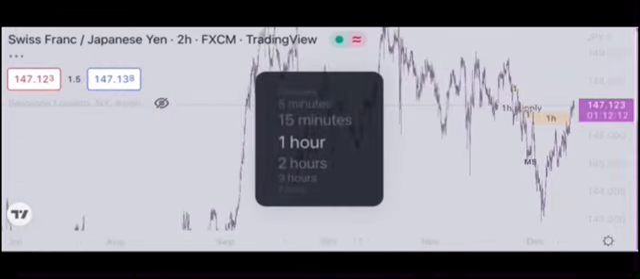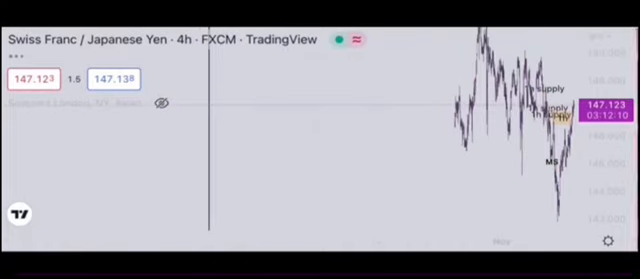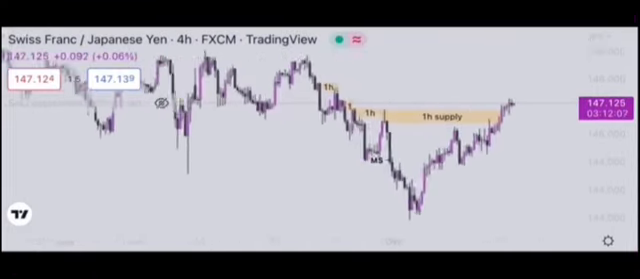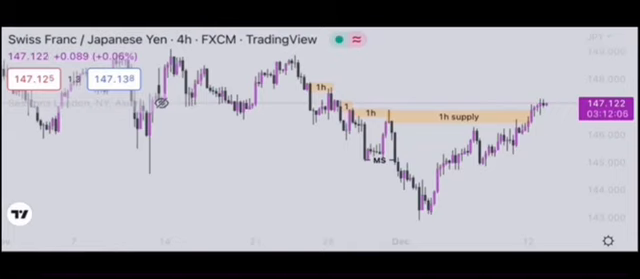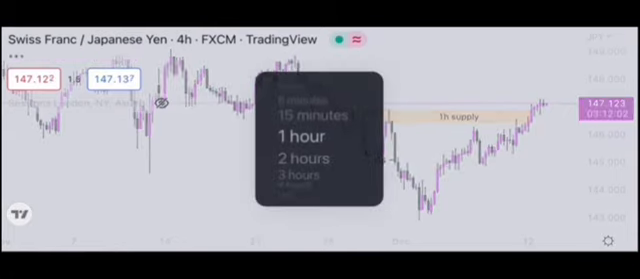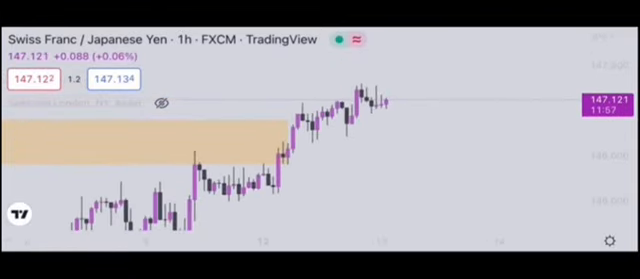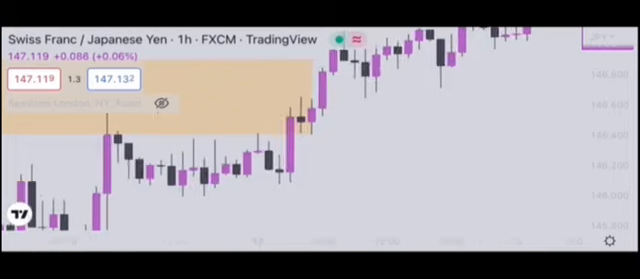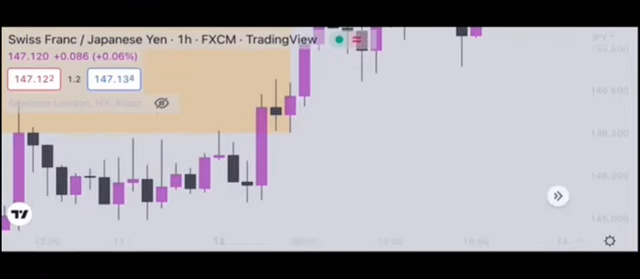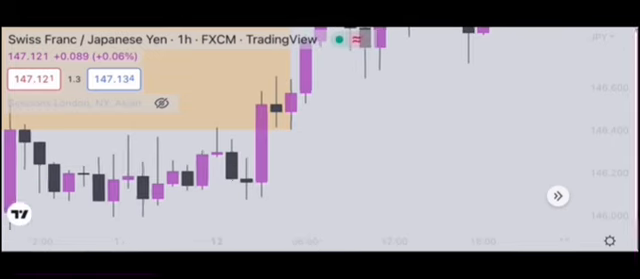If I look at the 4 hour time frame now, I'm just trying to check. You can see that the supply zone is also showing in the 4 hour time frame, and it has been broken. So I'm coming back to the 1 hour time frame now. You can see the imbalance. There's an imbalance, which means the zone is actually a valid zone.